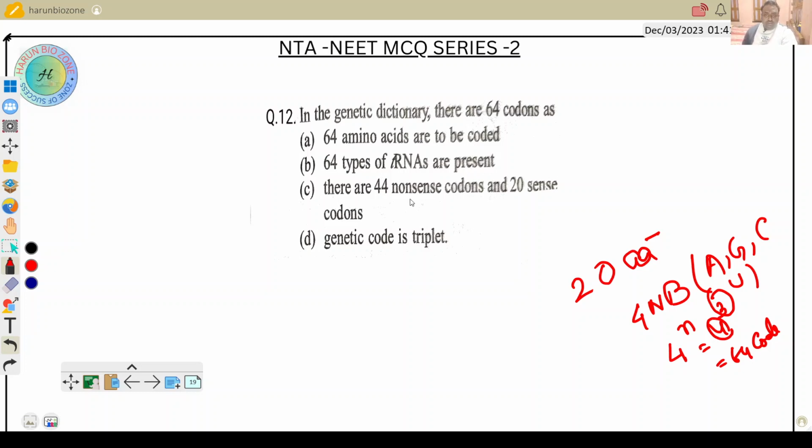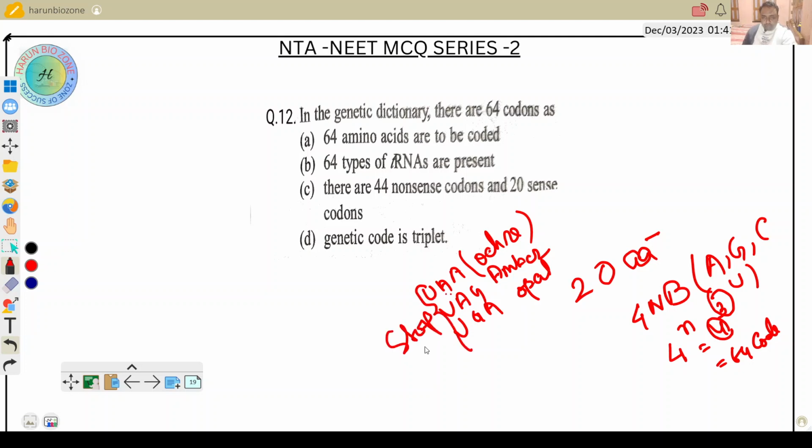There are only 3 nonsense codons: UAA, UAG, UGA. Ochre, amber and opal. These are called stop codons. A stop codon stops the translation process. It does not carry any information or any amino acid, so it is called a nonsense codon. So here only 3 nonsense codons are present and 61 codons are sense codons. The genetic code is triplet, so all genetic codes are triplet. So AUG, 3 nitrogen bases. Okay.